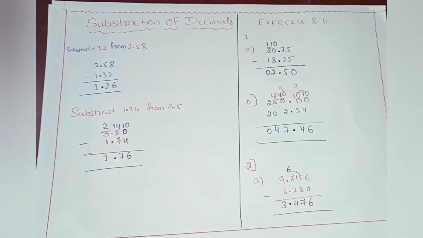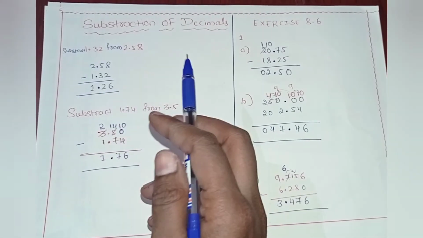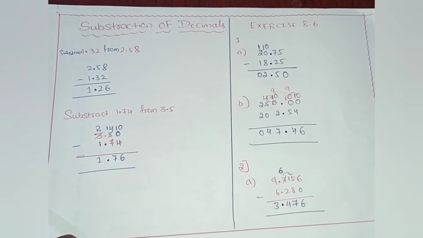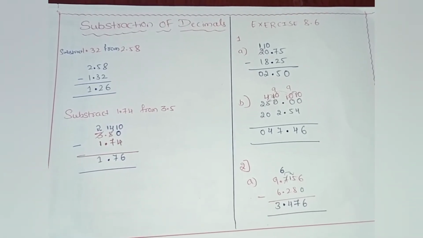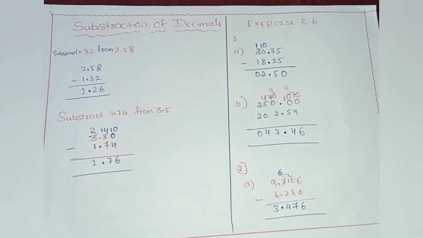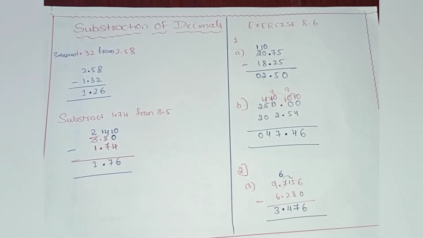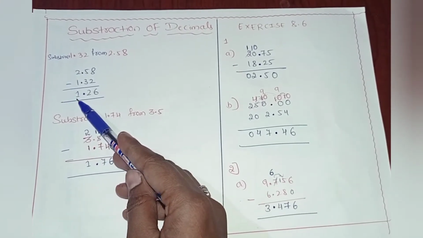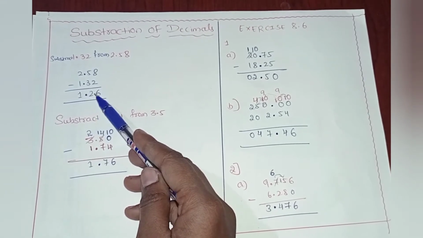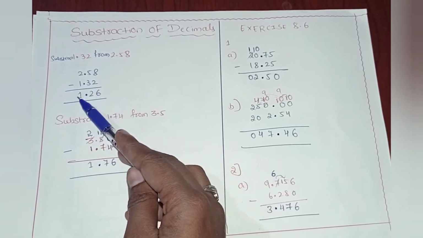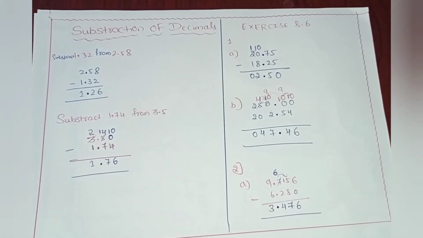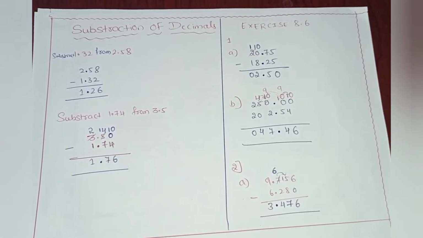Children, today's topic is subtraction of decimals. Before starting today's topic, let's recall what we learnt in last videos. In the beginning, we learnt about the definition of decimal numbers. A whole part and fraction part separated by a decimal point is known as a decimal number. Right, children? Yes.